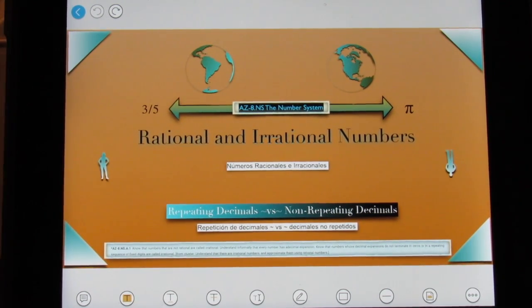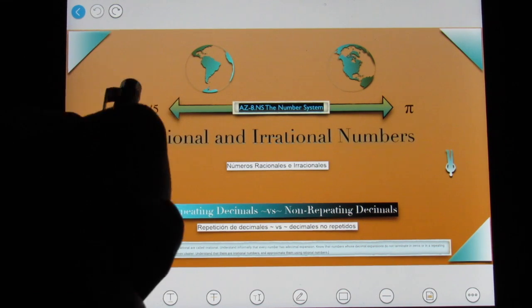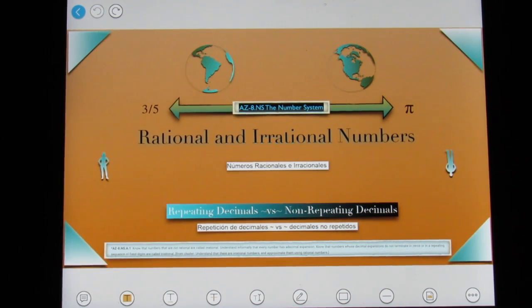Hello everyone, today we're going to talk about rational and irrational numbers. And I think this might take quite a while, so I'm going to do two parts most likely. We need to know the difference between rational numbers, like simple fractions like 3/5, or the number 3, or the number 5, just easy to understand numbers.